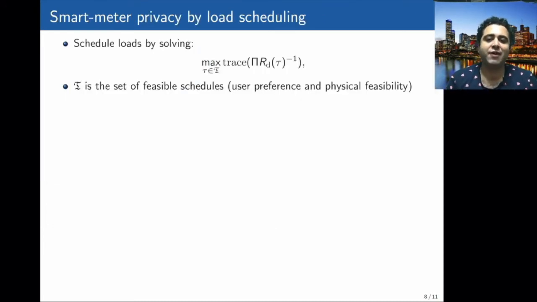Smart meter privacy by load scheduling. How can we do that? It is through maximizing that lower bound that I showed you earlier, particularly the part of it that has the trace of the R inverse, over the set of schedules that are feasible for us. The feasible schedules could be determined by user preferences. For instance, the user might want to run the dishwasher during the time that they are not at home, so they don't create a lot of noise, or because of physical constraints, we might not be able to satisfy all the loads at the same time because of the power ratings in the house.